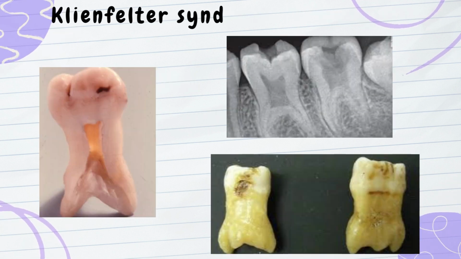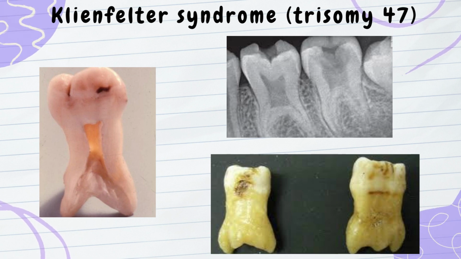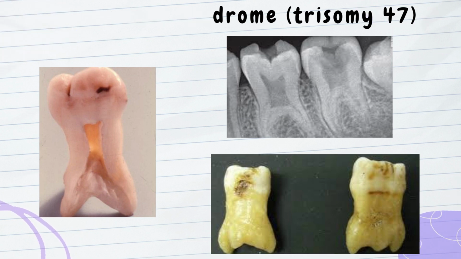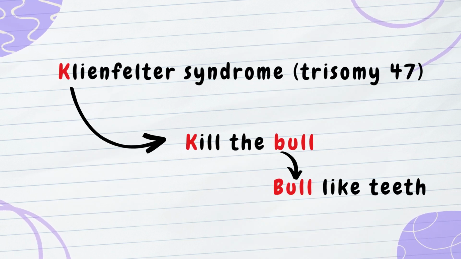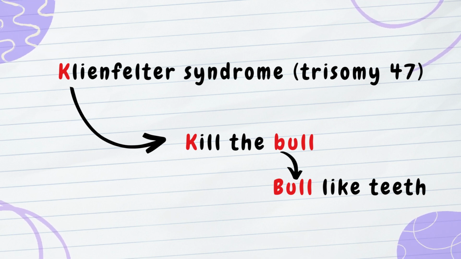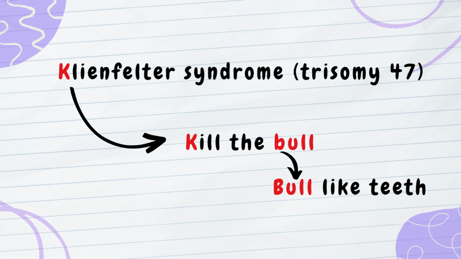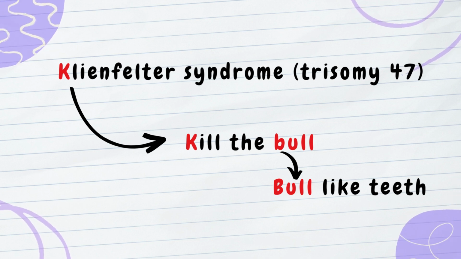Now, in the next slide, I have shown the images of taurodontism. So, you can see taurodontism has bull-like teeth. In this slide, we'll see the mnemonic for Klinefelter syndrome. So you can remember this syndrome with its first letter K. Now from K, kill the bull, and bull means bull-like teeth. So try to remember and revise this mnemonic so that you will retain it for a long time.